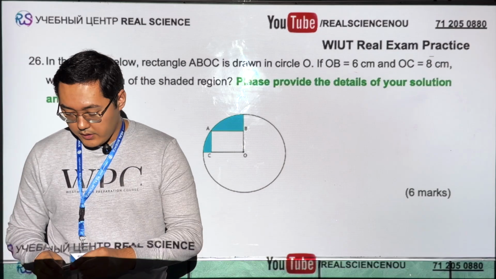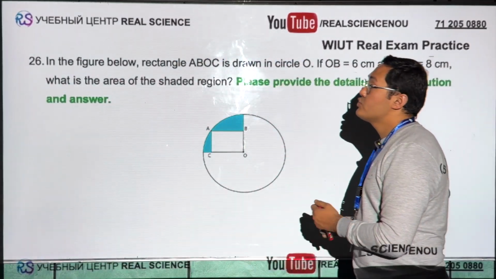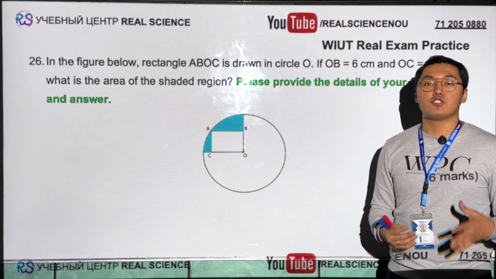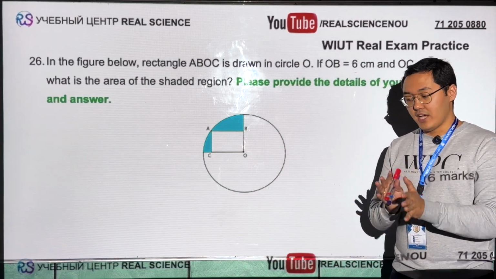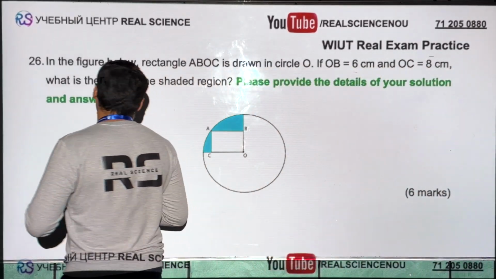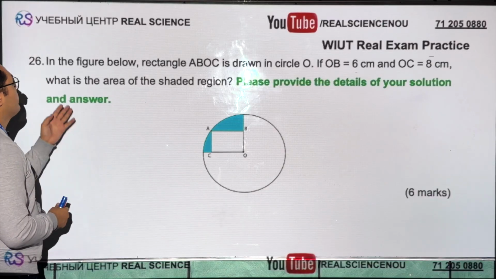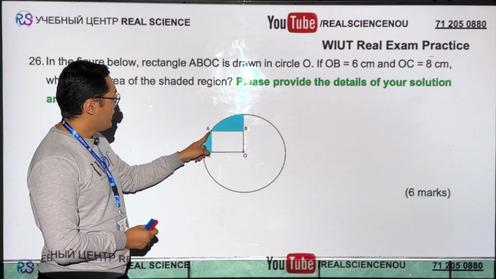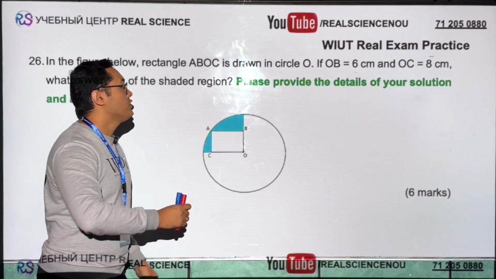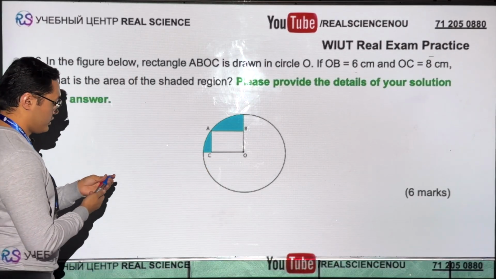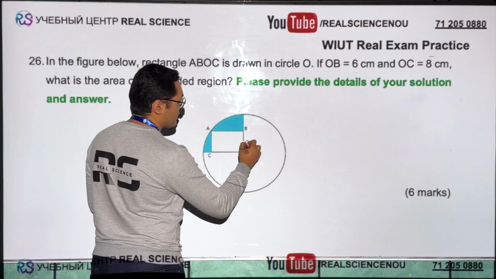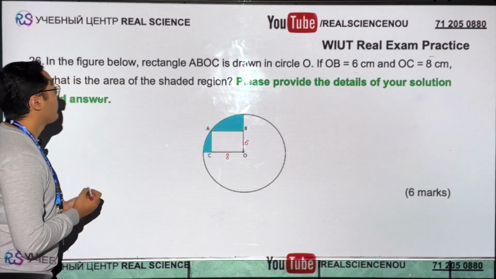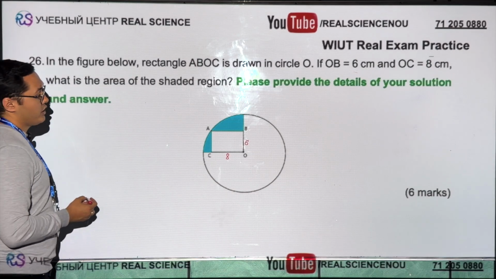Now we've come to a point where we need to show the solution and also the answer. Basically, we need to write the answers and how we got to the answer. It says in the figure below, rectangle ABOC is drawn with circle O. If OB is equal to 6 and OC is equal to 8, in this case, what is the area of the shaded region?